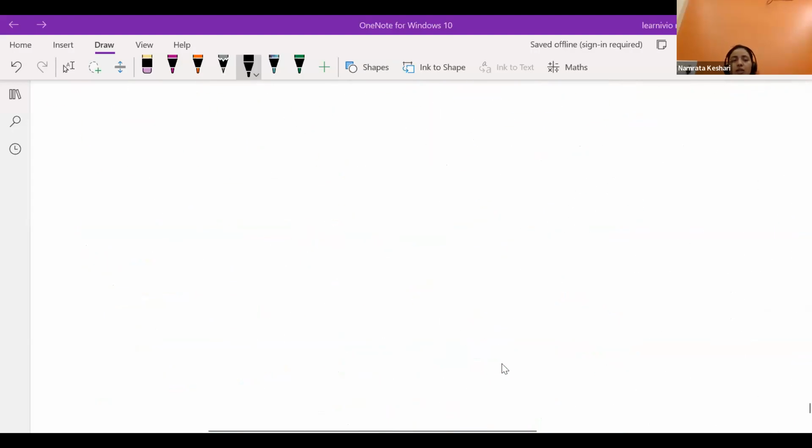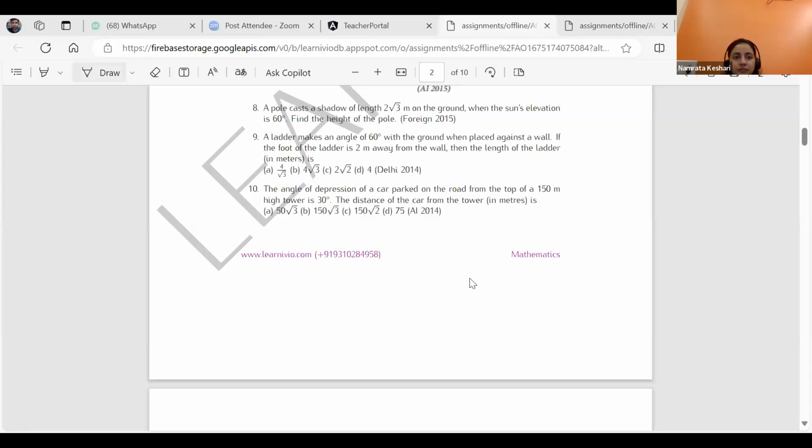The angle of depression of a car. Let's do it. I'm not going to write the question because you must have got this question. Okay, let me write it. The angle of depression of a car. Can you see my screen? Yes, ma'am. It is this question. The angle of depression of a car parked on a road from the top of a 150-meter high tower. There is a 150-meter high tower. The angle of depression of a car parked on the road from the top.